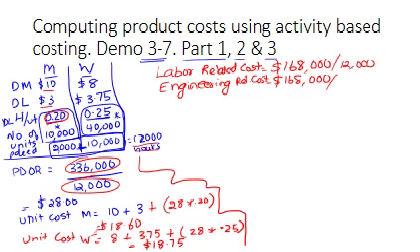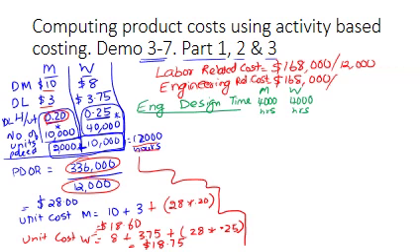And in the case of engineering, they give us some new information in the question. They tell us that the engineering design time for M and W are 4,000 hours for M and 4,000 hours for W. Okay, now this is a product level activity. So this total is 8,000 hours of engineering design time.